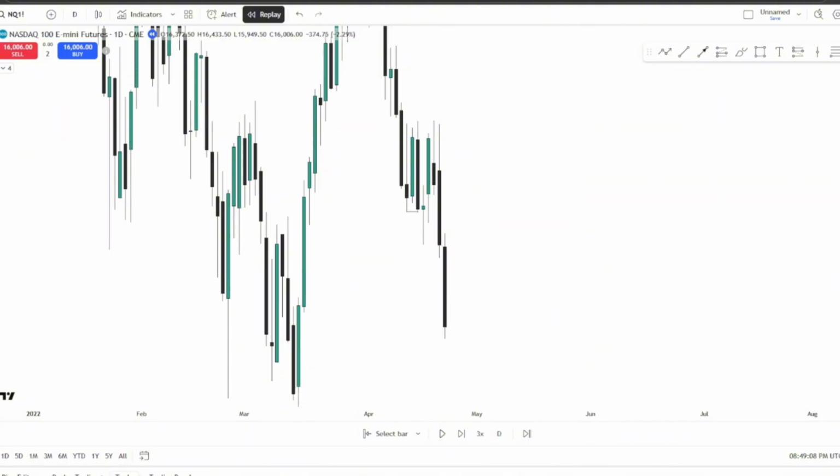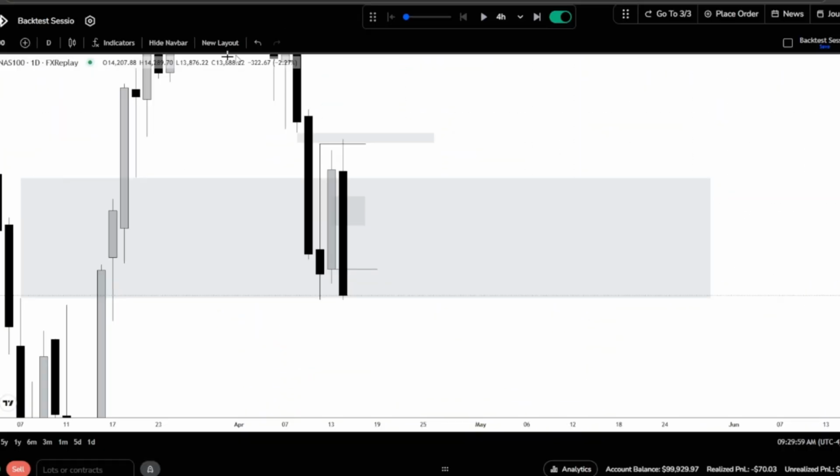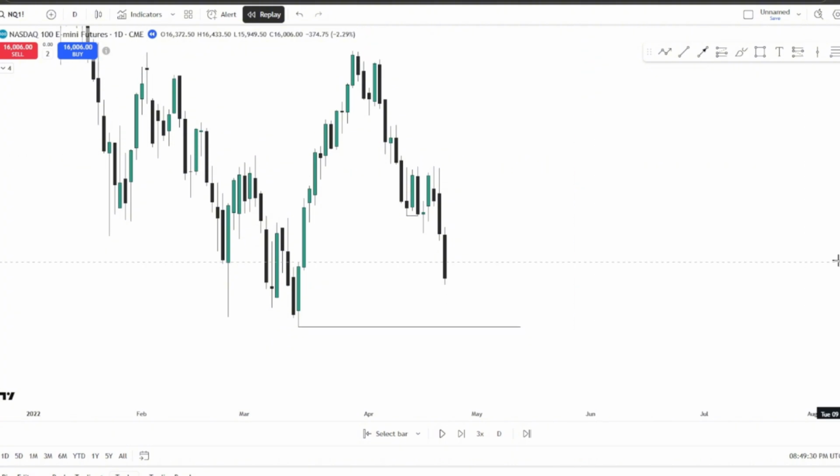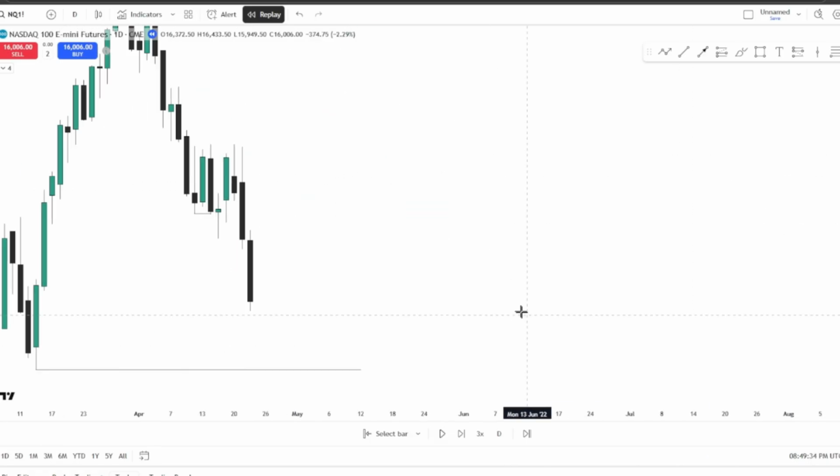I apologize for it being very sketchy, especially with this FX Replay. My Tradeful, the regular app that I use to backtest, there's something wrong with my account. So I'm kind of dealing with that on the back end. I don't know what's going on. It's kind of a bug with affiliate accounts, whatever. So I'm just on the free version of FX Replay. It's kind of terrible.